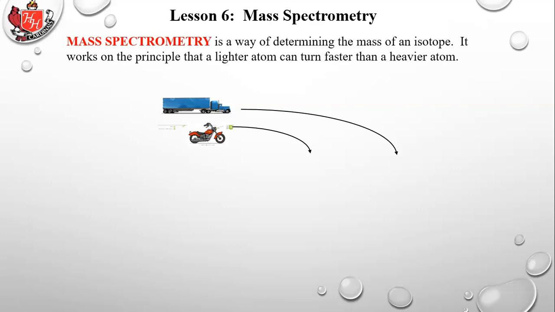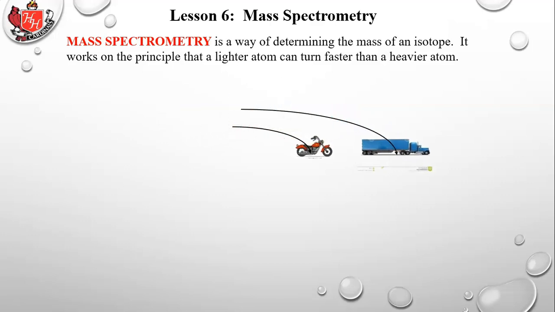Now we're going to talk about a couple of experimental techniques. One is mass spectrometry. It's also sometimes called mass spectroscopy, and it's a way of determining the mass of an isotope. It works on the principle that a lighter atom or isotope can turn faster than a heavier one. So look at this truck and this motorcycle. If they're going down a road at the same speed and they suddenly have to make a right turn, the motorcycle will be able to turn faster or sharper because it's lighter.